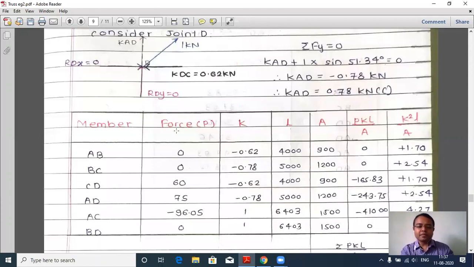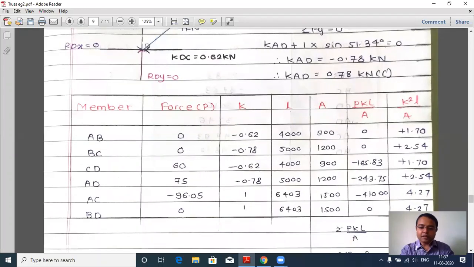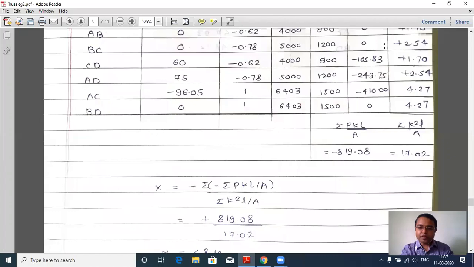So here we have written the P forces, K forces, and lengths. Next, the area of cross section of every member is different, and in this problem they are given. So find PKL, take the multiplication PKL divided by area, and find K square L upon A. Find these values, and find the summation of this total column also.